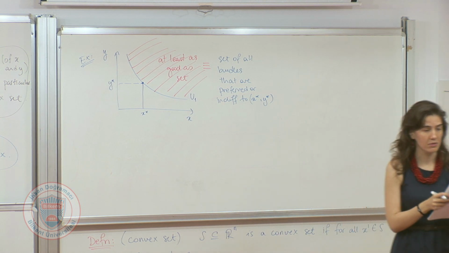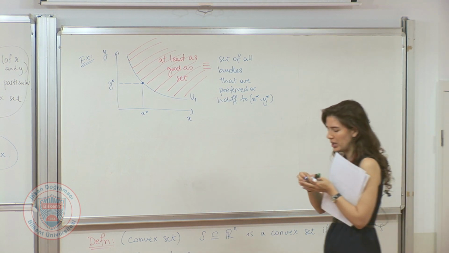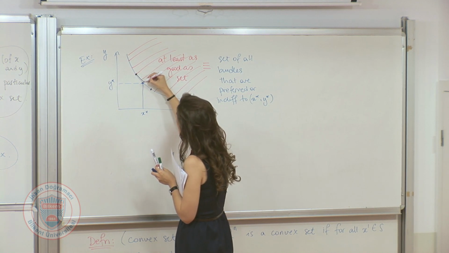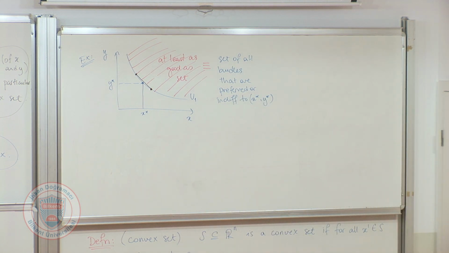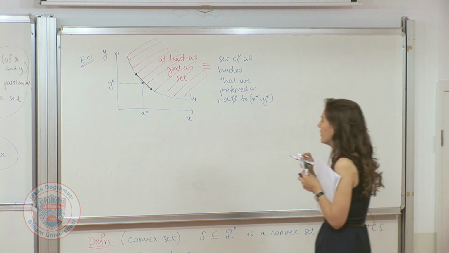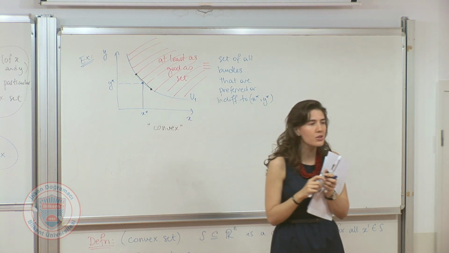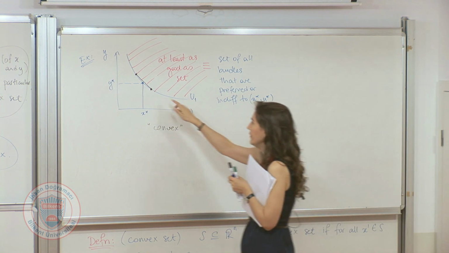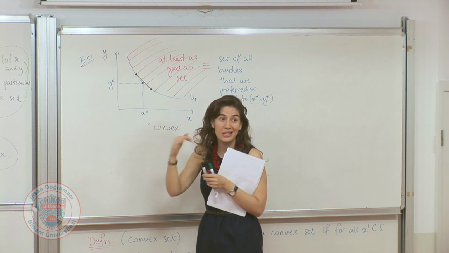Is the set convex? Remember how we were checking this? I take two points and I connect them. If this line segment stays completely within the set, we say it's convex. So this is a case where it is convex. Do we see diminishing marginal rate of substitution here? Yes, we have this nicely shaped indifference curve, and we see diminishing marginal rate of substitution. You see that this at least as good as set is convex.